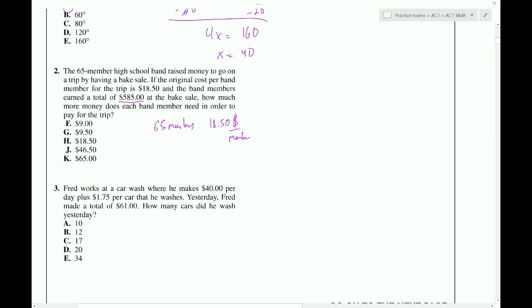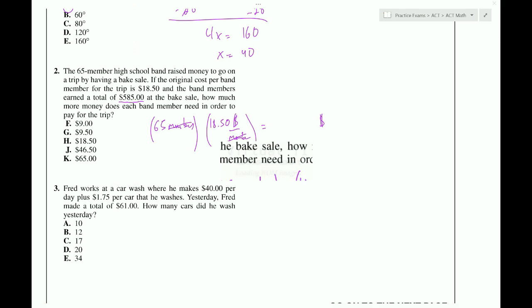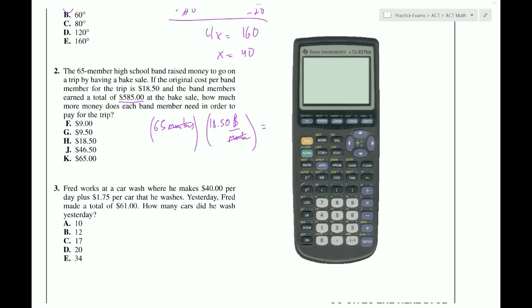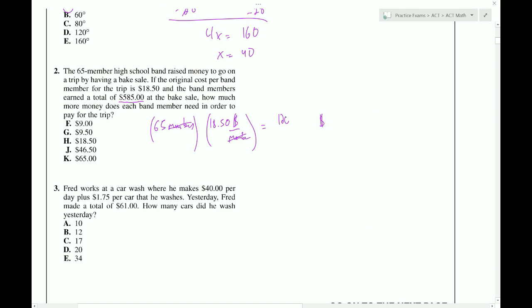Okay. So right away, multiplying these together, members will cancel out, and we'll have dollars. So that's how many dollars that they would need. So let's grab the calculator. We'll multiply 65 times 18.50, and we get 1202.5. So that's how much they need altogether.